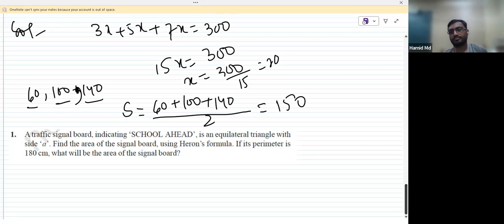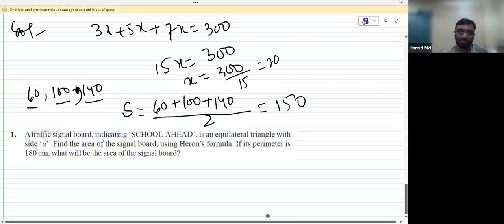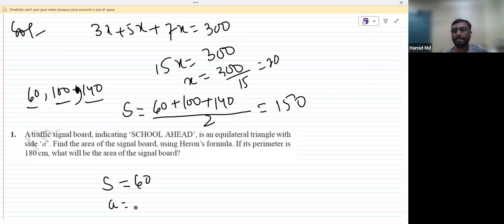Equilateral triangle means all sides are A. So we can do 3 into A is equal to 180 centimeters. So 180 divided by 3 will be 60 centimeters. Okay, so this S will be 60 centimeters, and A will be how much? A is 60, sir. A is 60?